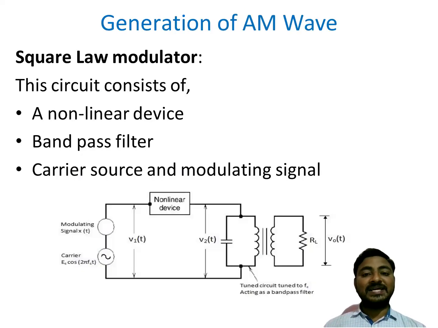Next, generation of AM wave. The generation of AM waves is classified into two types: square law modulator and switching modulator. The square law modulator consists of three blocks. The first block is a non-linear device, next is a band pass filter, and next is the carrier source or modulating signal. The inputs of the modulating signal and carrier signal are applied to the non-linear device. Next is the band pass filter.